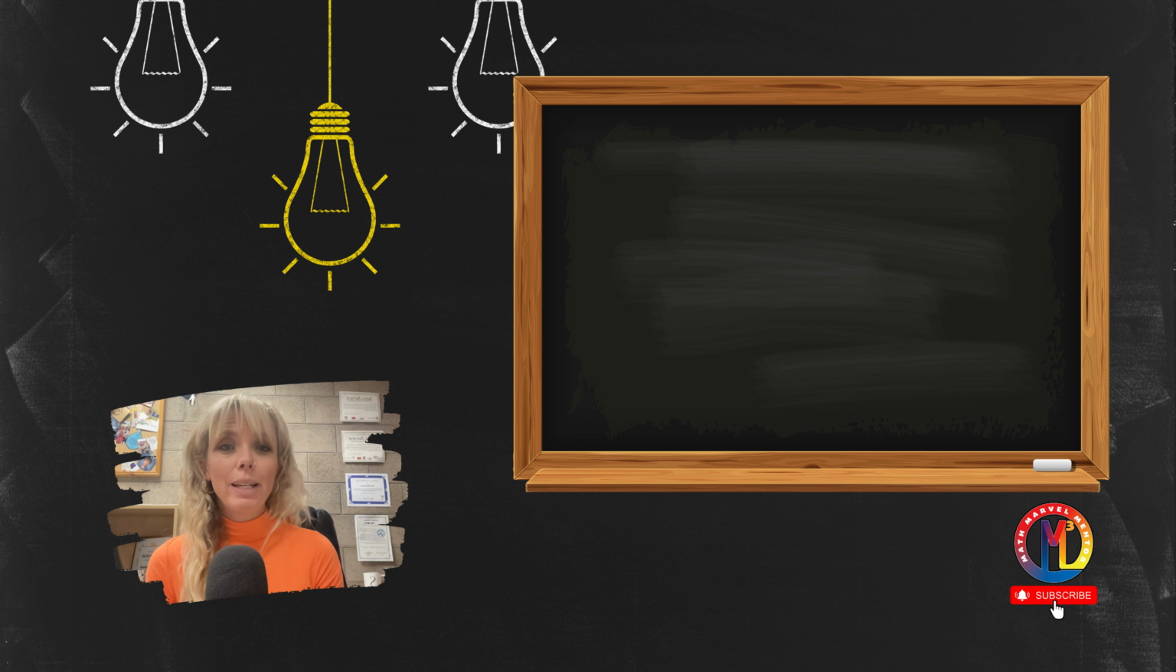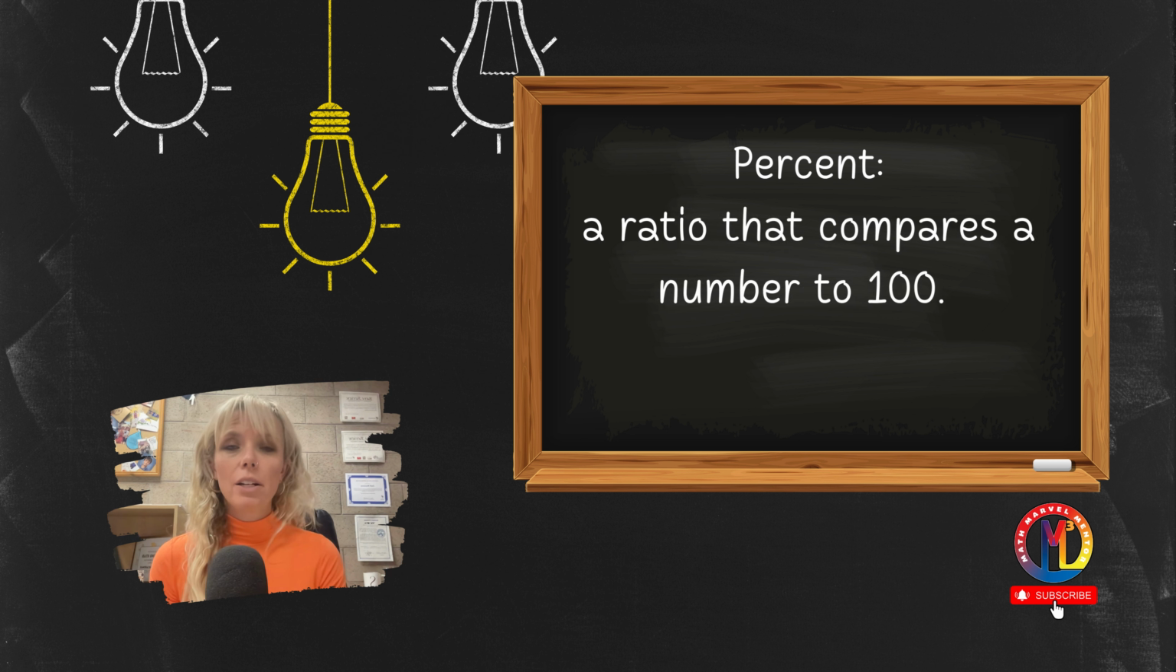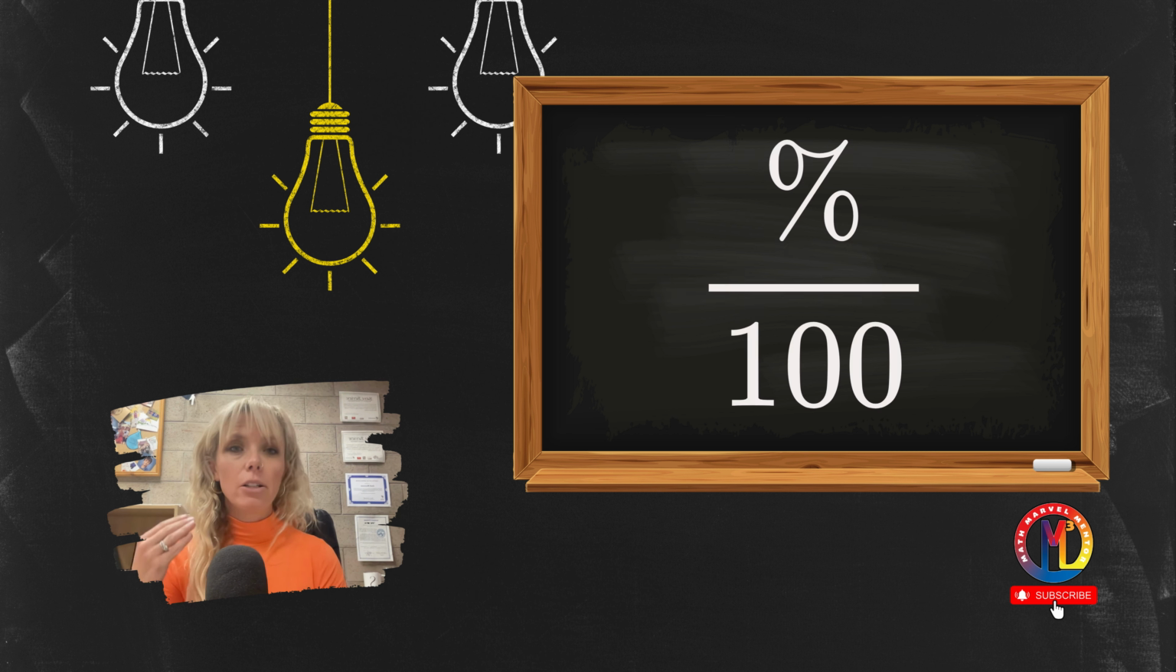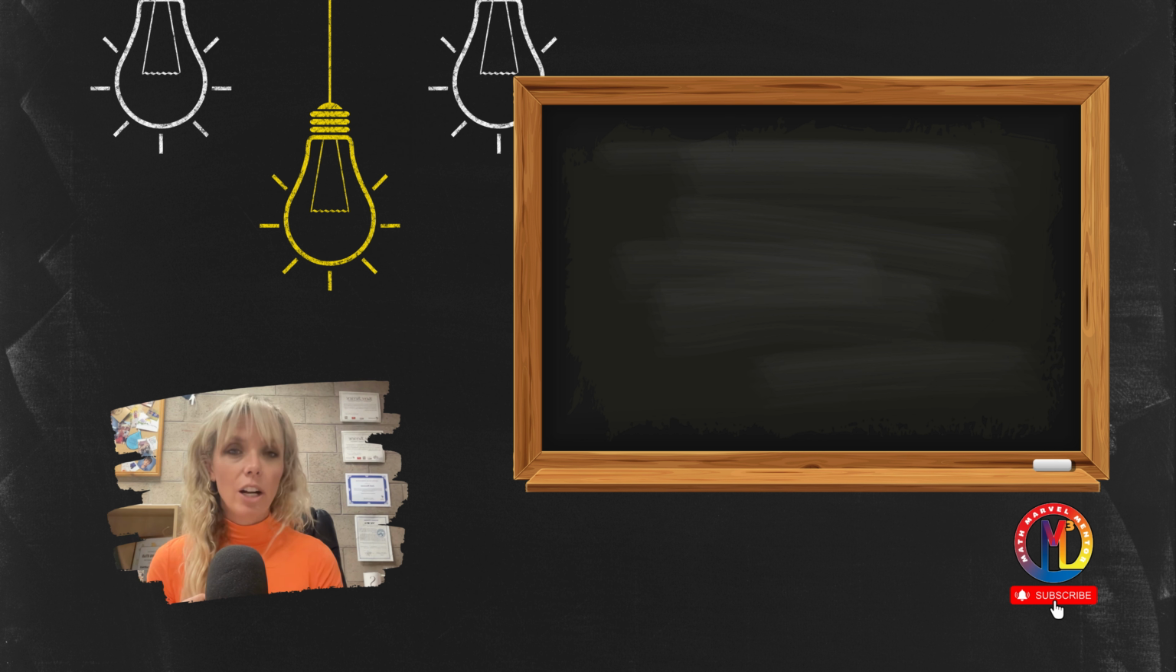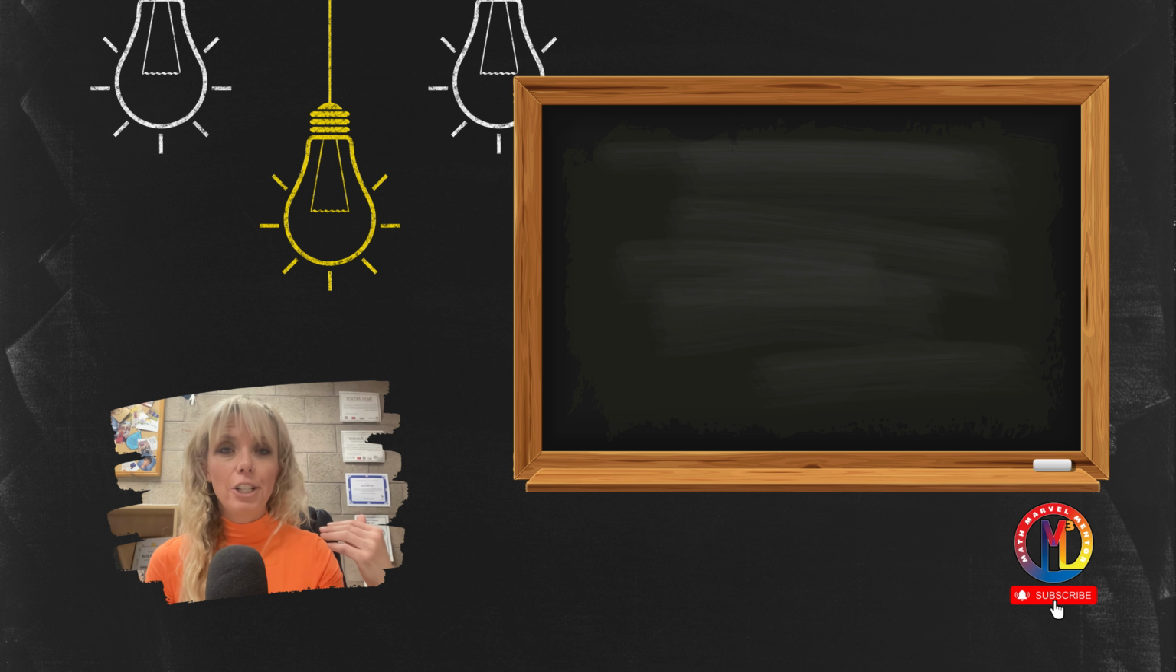Our second term is a percent or percentage, and this is a ratio that compares a number to 100. So percents are ratios. It's a comparison of a part to a whole, but that whole amount is always going to represent 100, or out of 100. As mentioned before, percent means per 100. So our denominator will always be 100 when we set up that ratio comparison with a percentage.